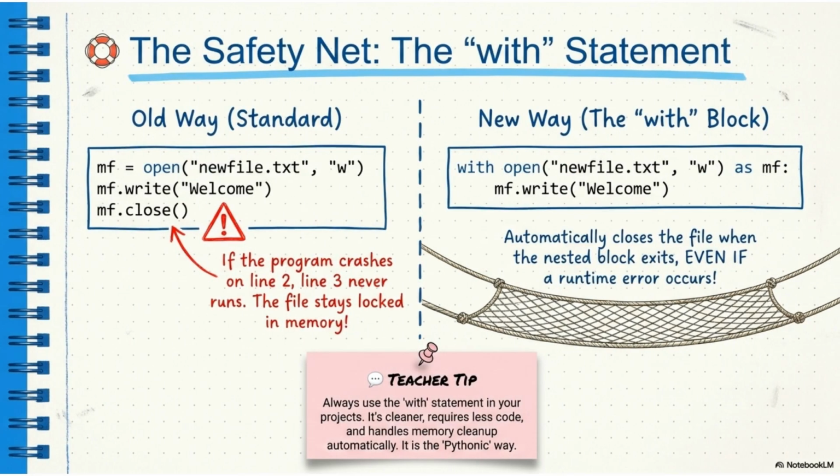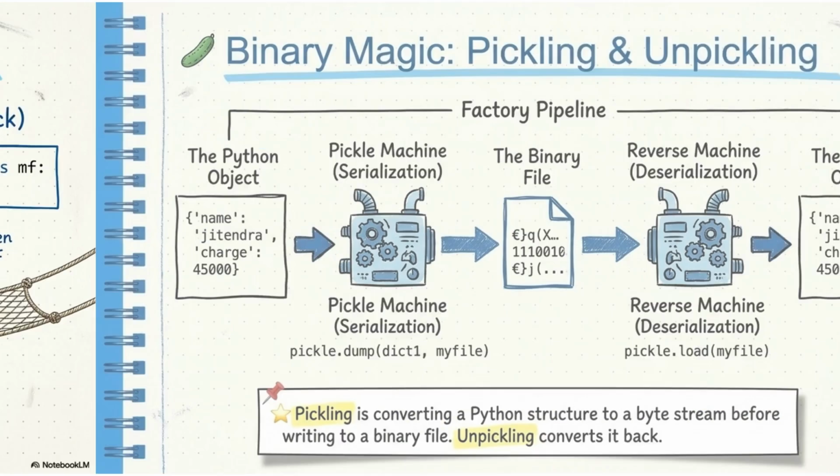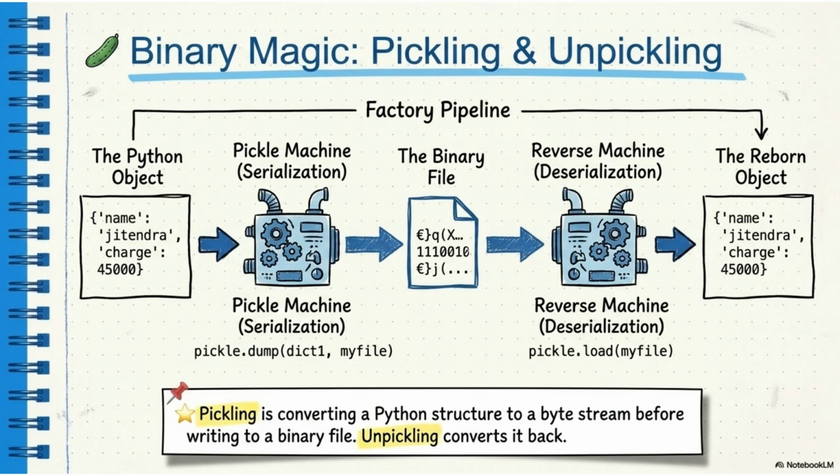The best practice for managing files is using the with statement. It creates a safety net that automatically closes your file even if your program crashes, preventing memory leaks and data issues. For complex data structures, Python offers pickling.